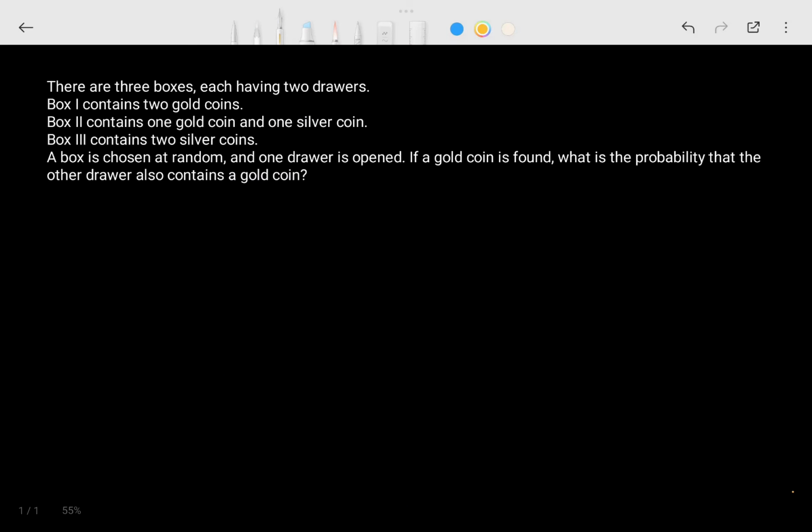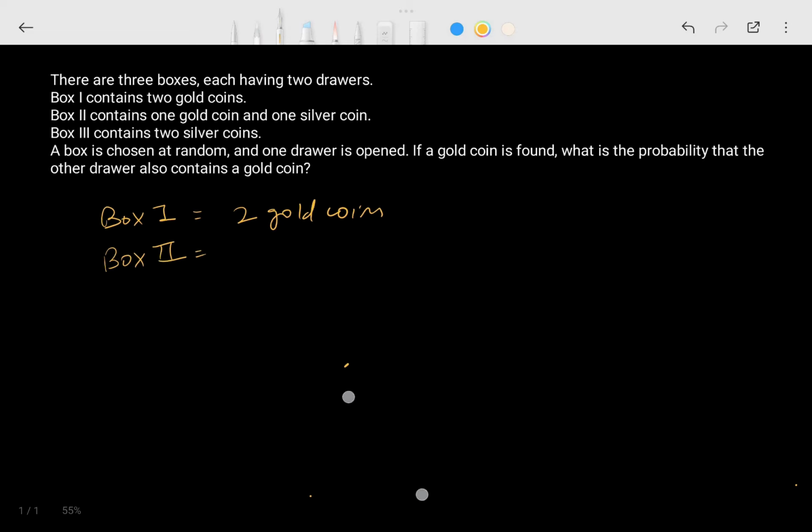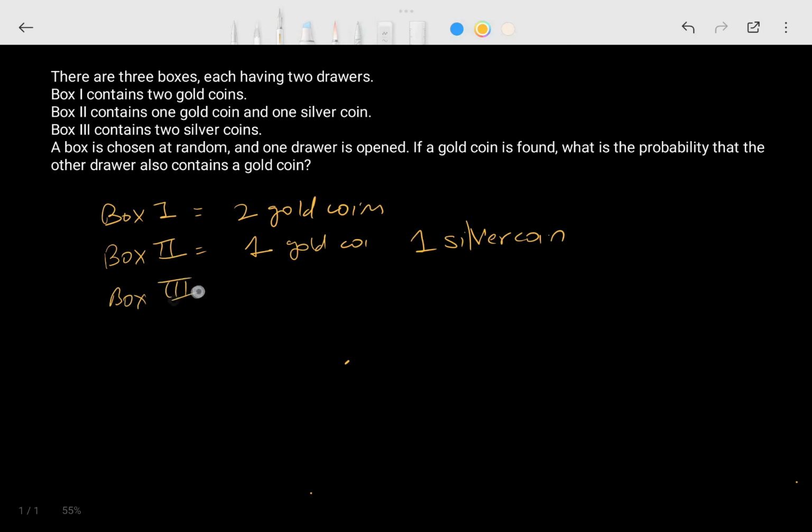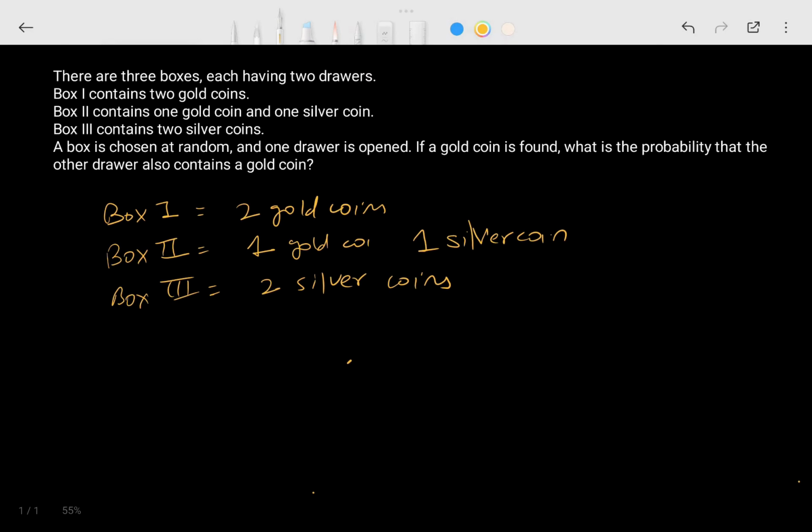Alright, here's the question from your standard NCERT textbook, and let's read the question. There are 3 boxes, each having two drawers. Box 1 contains 2 gold coins. Box 2 contains 1 gold coin and 1 silver coin. And box 3 contains 2 silver coins. Now, a box is chosen at random. And if a gold coin is found, what is the probability that the other drawer also contains a gold coin?